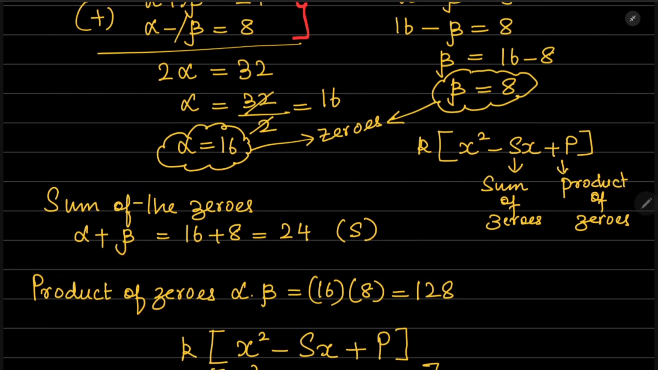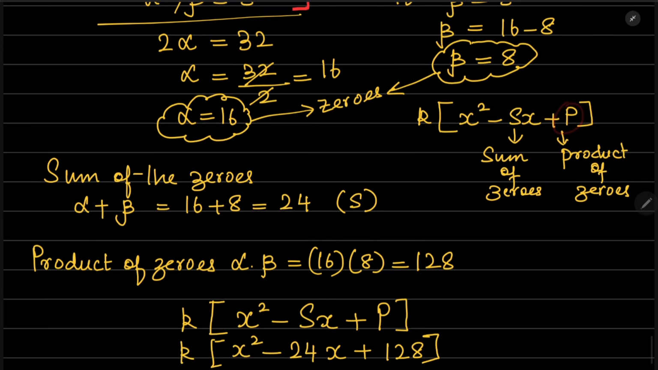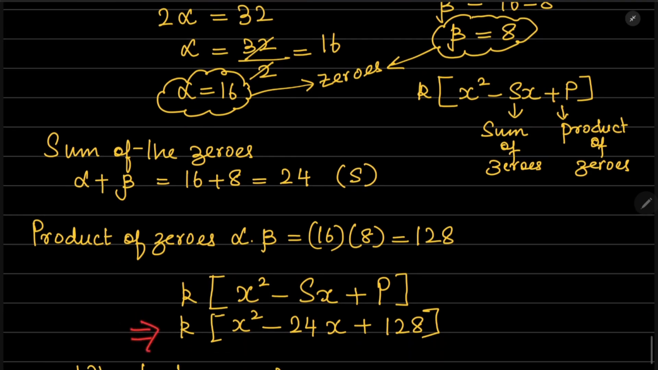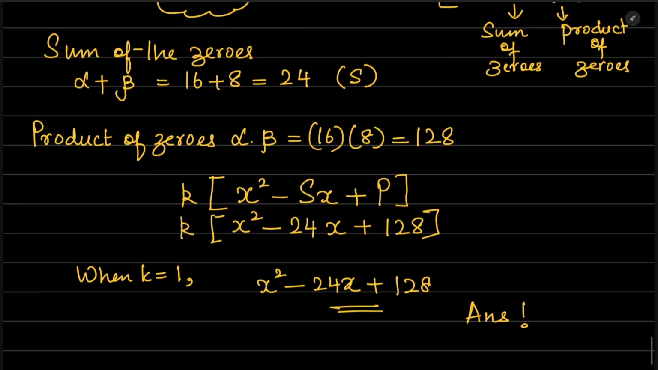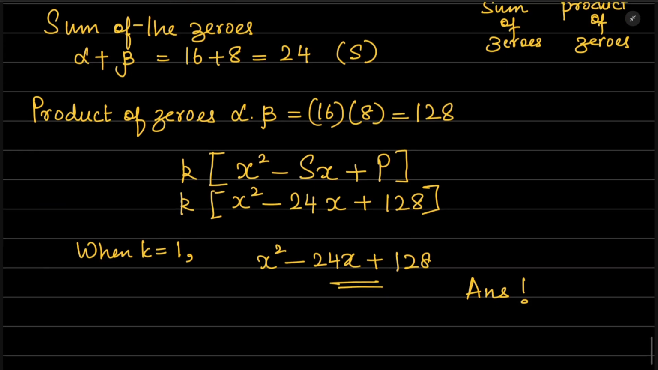Find the product of alpha and beta, that will be the product value. And just substitute it in this formula: k into x square minus sum of zeros into x plus product of the zeros, and there you get your answer. This is the required polynomial.